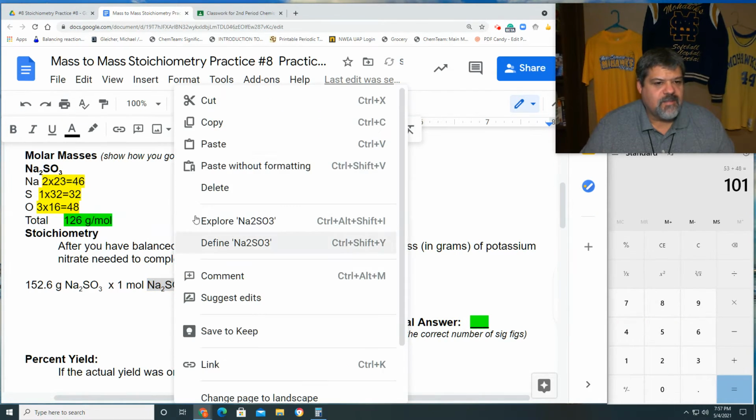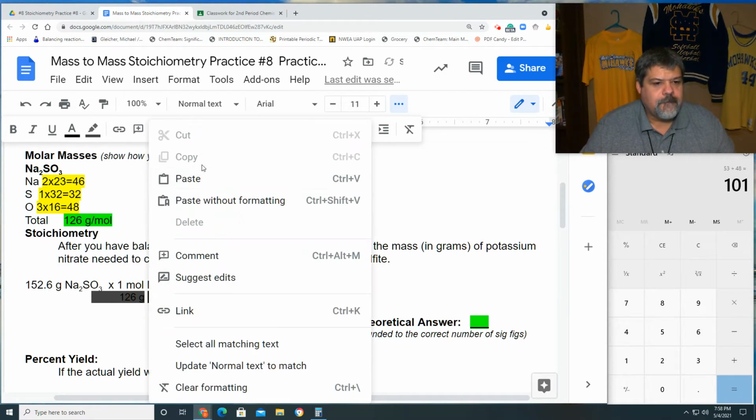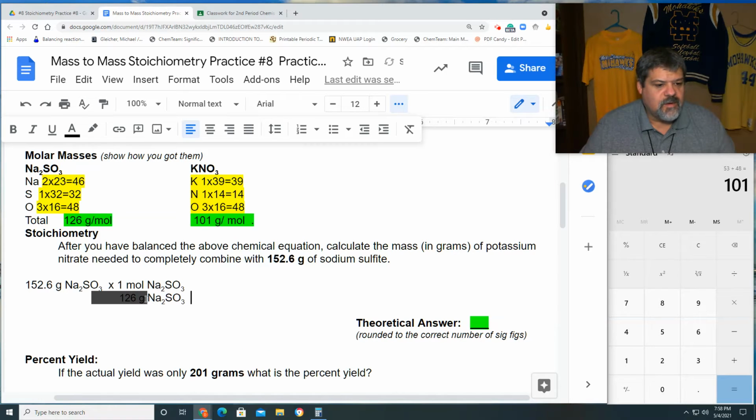Okay, now I want to copy that. And on the bottom, we're going to put down our 126. So 126 grams of that, and we're going to unhighlight this, whatever the reason that is highlighted for, and put none.